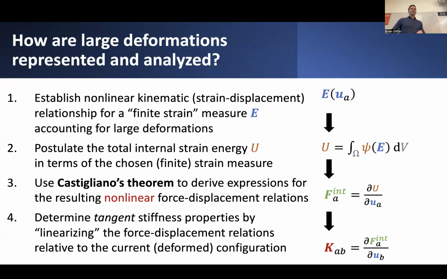So effectively, we've come up with Green-Lagrange strain. It's a nonlinear relationship between strain and displacement. But how do we use that in practice? How do we use that to actually come up with finite element equations that we can set up and solve?